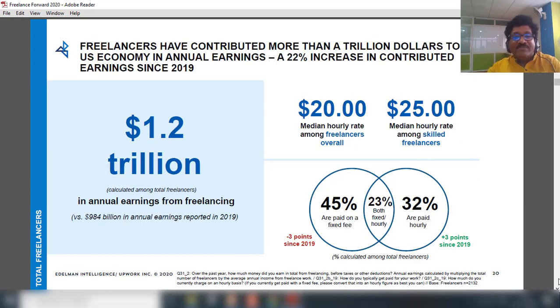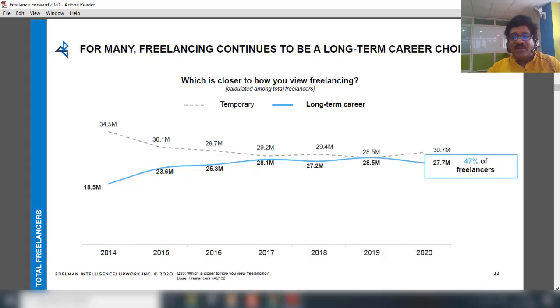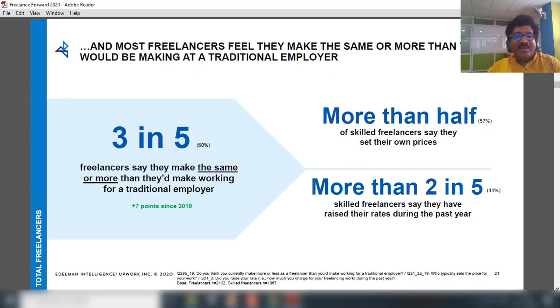And this report has got even more interesting numbers. However, we will not get into all this, right? Wherever there is something interesting, I'll stop. Observe here. 3 in 5, that is 60% of the freelancers say they make the same or even more than they would make working for a traditional employer. Look at that. 60% of the freelancers are saying they're able to earn more than what they would earn as an employee with a company, working full-time.